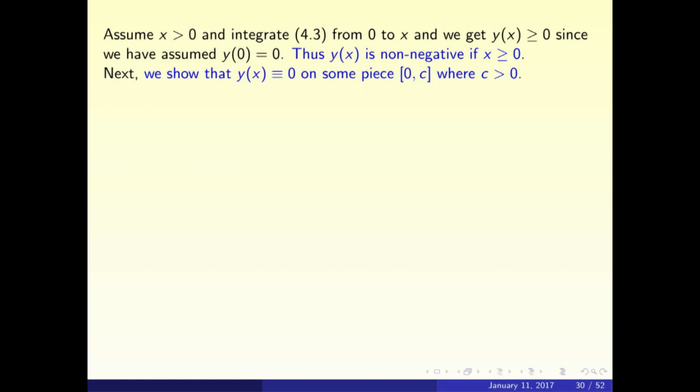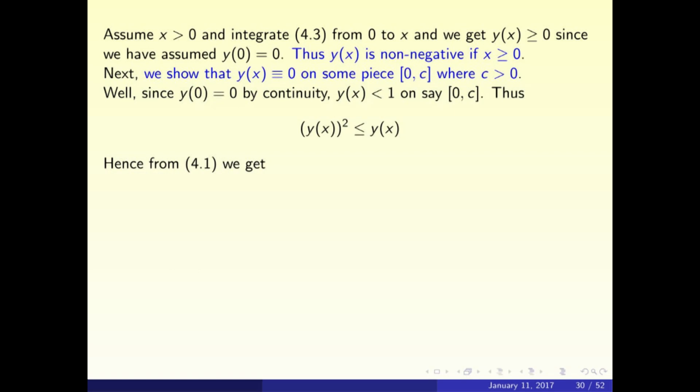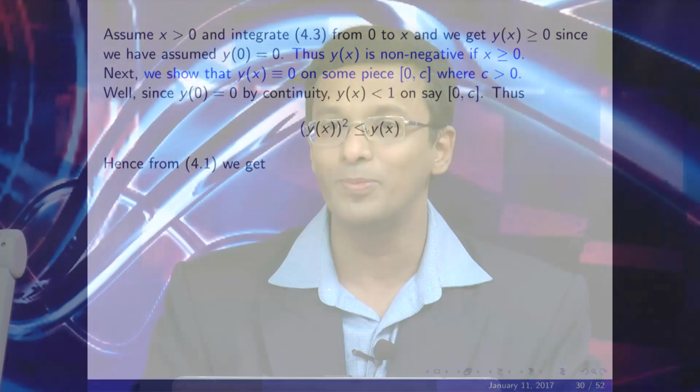Now we know that y(0) is 0 and y is continuous, and therefore if the value of the function at the origin is 0, then the value of the function must be less than 1 in a certain piece around 0, namely 0 to c. So on the interval 0 to c, we know that y(x) must be less than 1. If y(x) is less than 1 and y(x) is already non-negative, y(x) squared must be less than or equal to y(x).